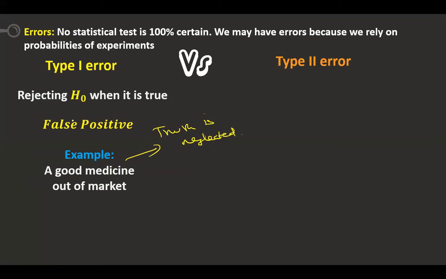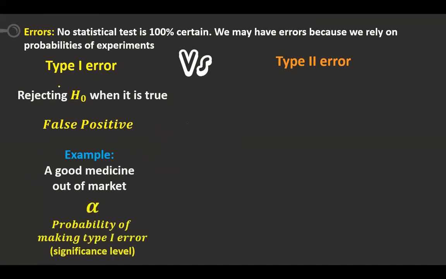When truth is neglected, I will call it the type 1 error. Now, this type 1 error is always denoted by an alpha. This alpha is a measure. You might have seen in statistics books, alpha is 0.05, alpha is equal to 0.01. Anyway, we are going to study what alpha is. For the time being, remember, alpha is nothing but the probability of making a type 1 error.